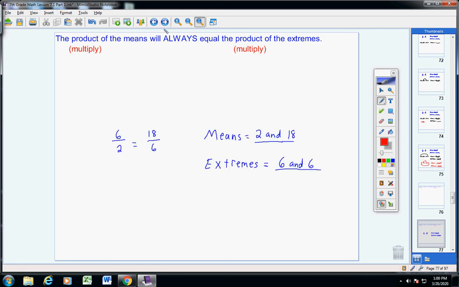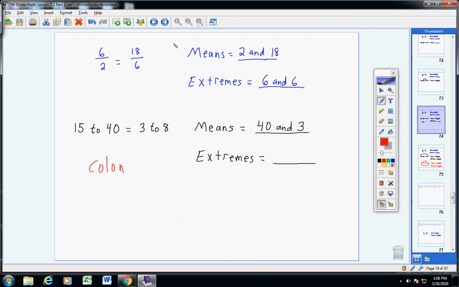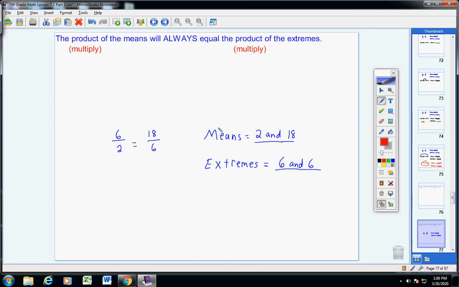So here we go. This was in your notes earlier. Look back at your notes. Here's your means. Multiply them together and look what you get: 36. Now here's your extremes. Multiply them together and look what you get: 36. Notice we have the same number. That, students, will always happen.